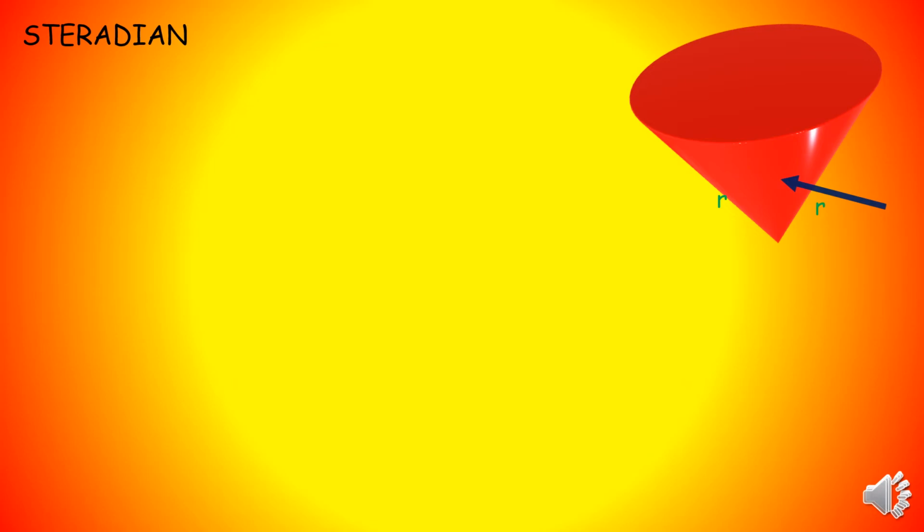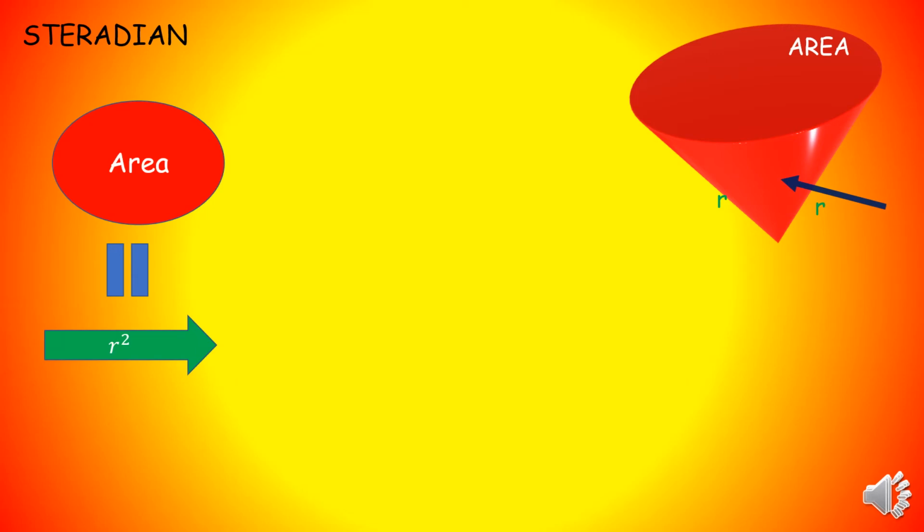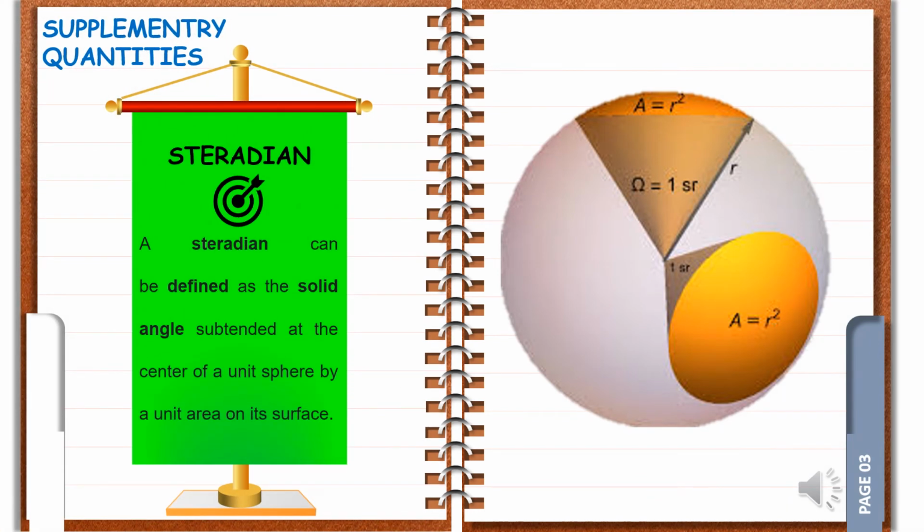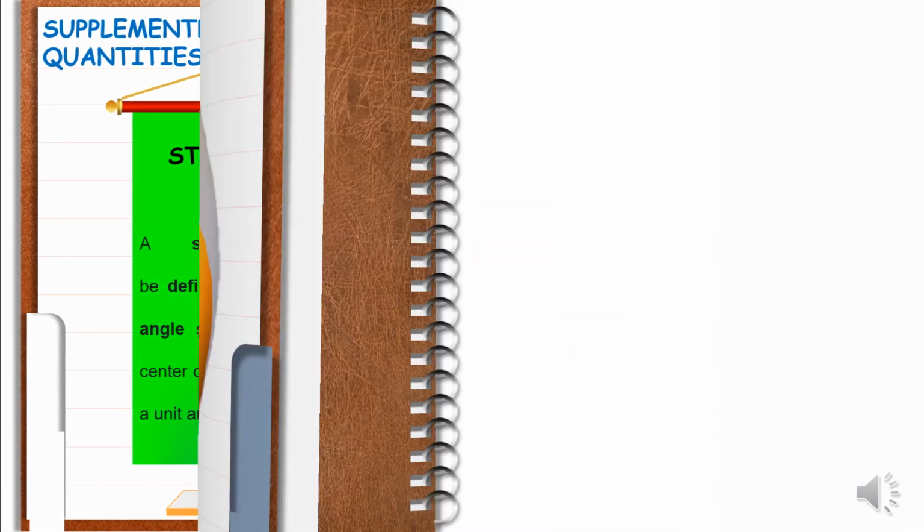radii. But the question is, when does this angle become one steradian? When the area of the circle drawn on the surface of the sphere becomes equal to the square of the radius of the sphere, then the angle subtended at the center of the sphere is one steradian. A steradian can be defined as the solid angle subtended at the center of a unit sphere by a unit area on its surface.